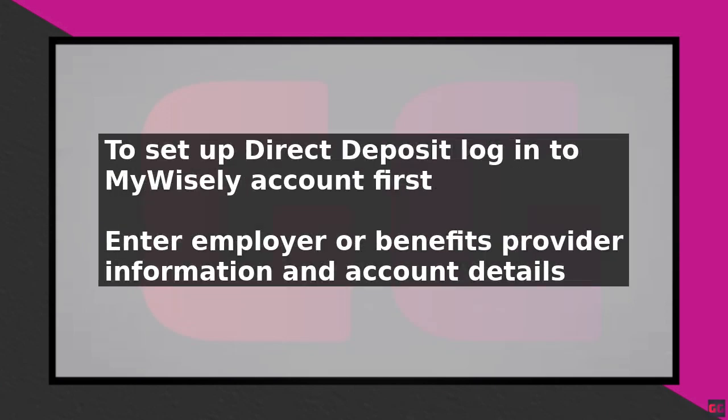To set up direct deposit on Mywisely, follow these steps. First, log into your Mywisely account and navigate to the direct deposit section. Then, click on Set up direct deposit and enter your employer or benefits provider information. You will also need to provide your account information, including your account number and routing number.